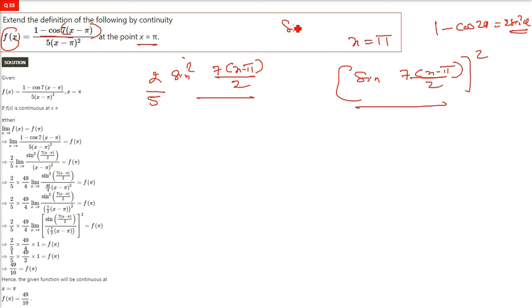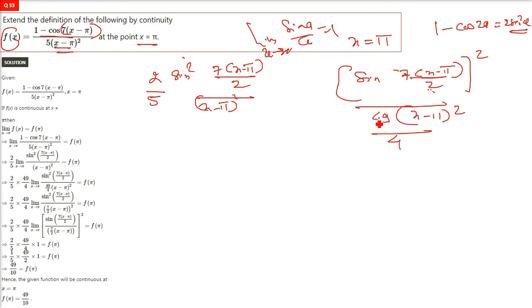And 7 by 2 is not there, because sin theta by theta is going to be 1 when we apply the limit theta tends to 0. So x minus pi whole square is already there. We just need to introduce 7 by 2 whole square. So 7 by 2 whole square is what? 49 by 4. So I am introducing 49 by 4, but I have to eliminate it as well. So I need to multiply this by 4 by 49 in the denominator. I hope you got the idea.